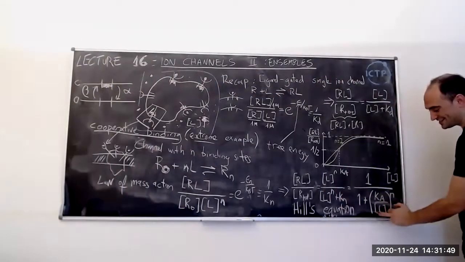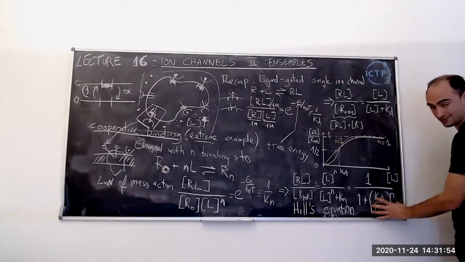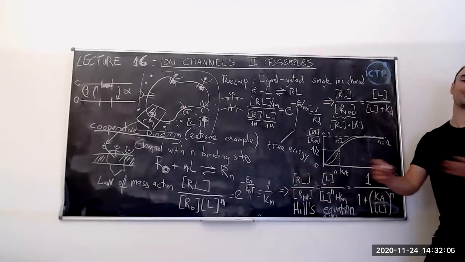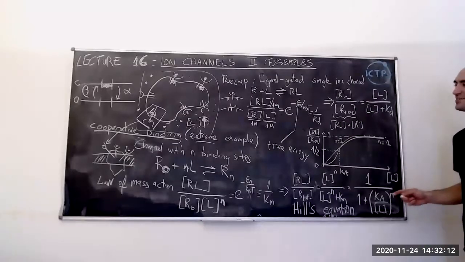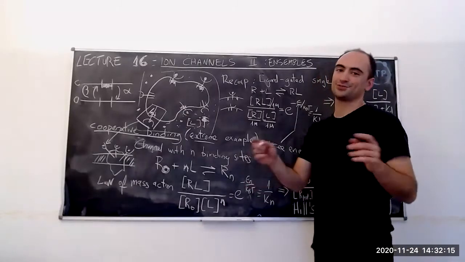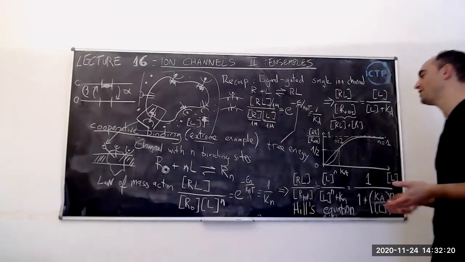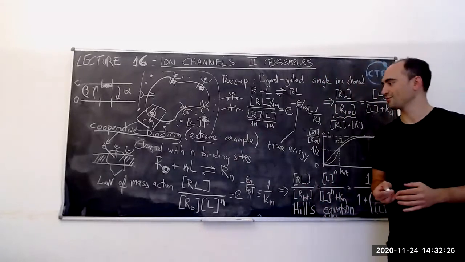When L is very large, this is a number divided by infinity, so this is 0. And this will be 1 divided by 1, which is 1. So it means that the fraction of occupied receptors will be 1. All of them will be occupied. I was jumping between kinetic models with rates, and now I jump to concentrations, just for you to see that there are many ways of attacking these problems. Other questions?